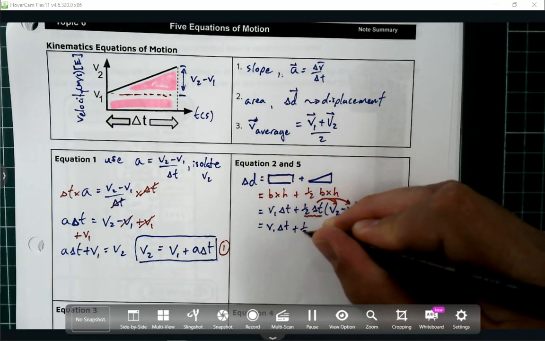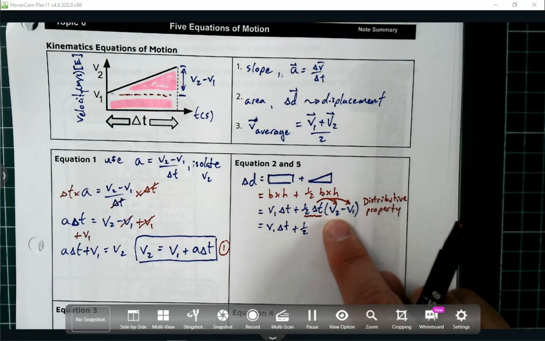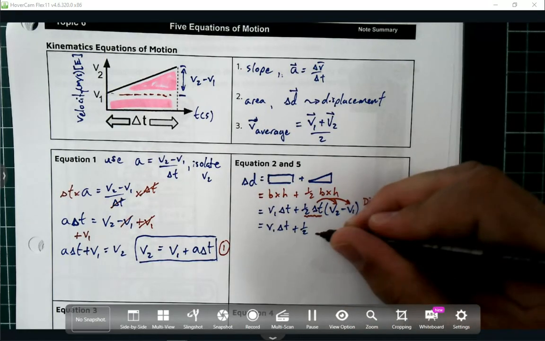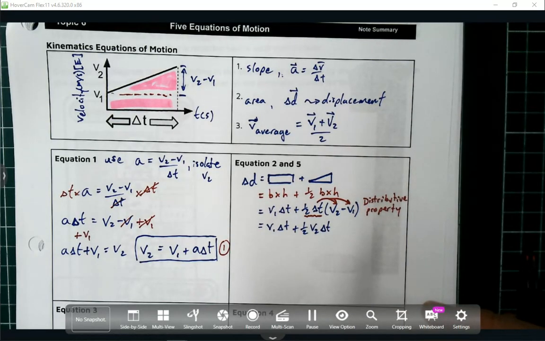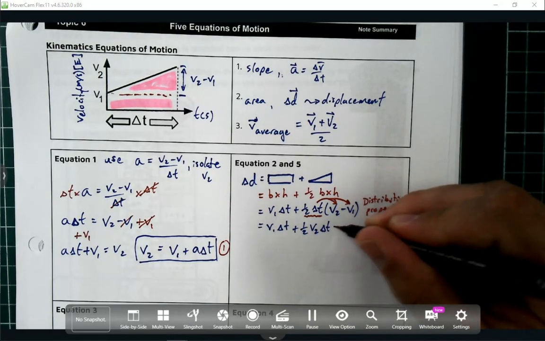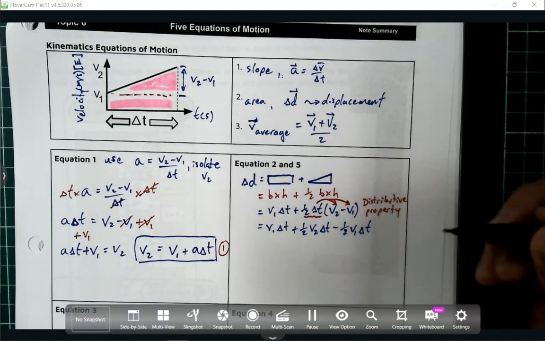Okay, so in my next level of simplification, I say, all right, well, V1 delta T plus 1/2. You remember I said I like to put the delta T's last. I know it would be 1/2 delta T times V2, but nobody writes it like that. They say 1/2 V2 times delta T, because the sequence doesn't matter when you're multiplying things like that. So 1/2 V2 delta T minus 1/2 V1 delta T.